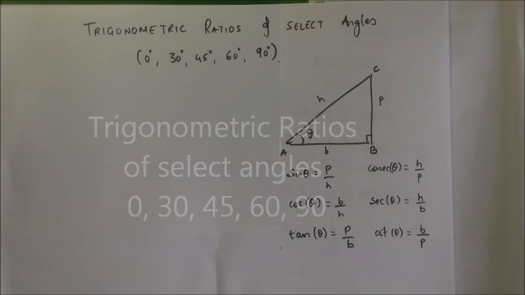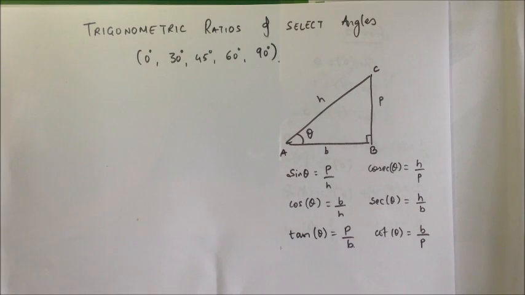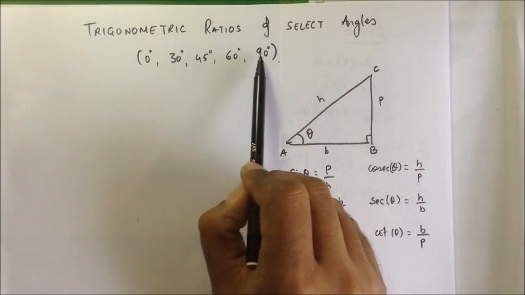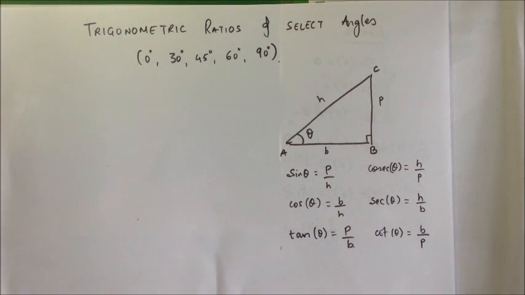In this video, we'll be seeing the trigonometric ratios of some select angles. Now, there are 5 angles that we need to remember specifically because they've been asked again and again in various questions. Those angles are 0 degree, 30 degree, 45 degree, 60 degree, and 90 degree. So, in this lecture, we'll be seeing what are the values corresponding to each of these 6 trigonometric ratios that we have already studied in the previous lectures.